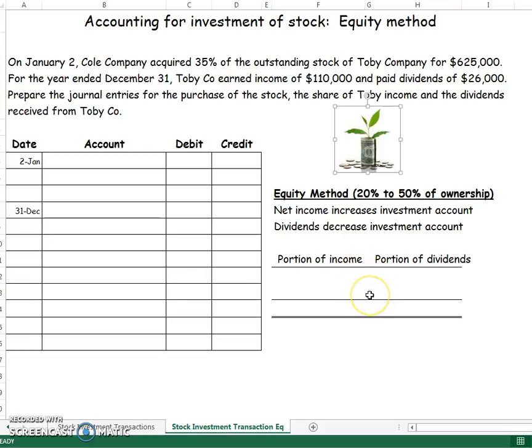So the equity method is different than the cost method. And it says that when we purchase this, we are going to debit our investment and credit cash for the amount that we purchase it for. But then what changes is that when the company has income, we're going to increase our investment for our share of that income. When they distribute dividends, we will decrease our investment for the dividends. All right, let's look and see how this works.